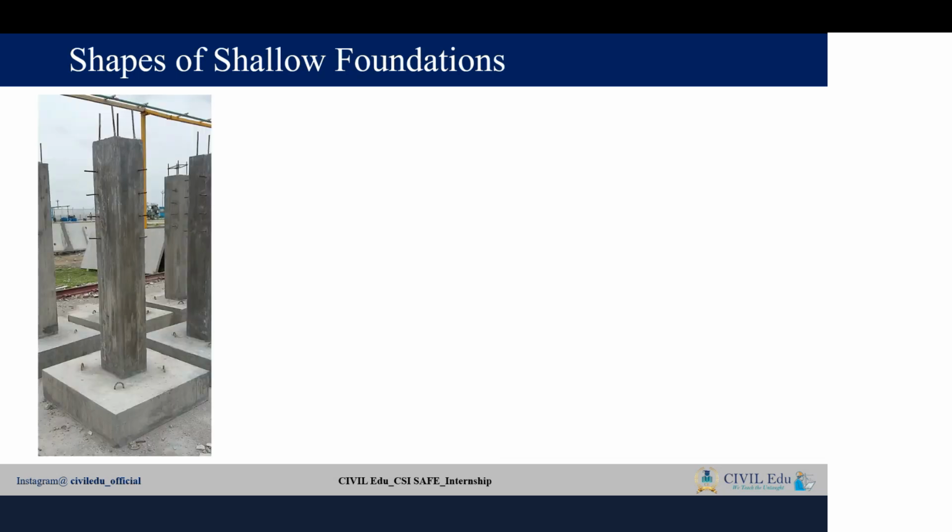Now let us look at the different shapes of the shallow foundations. The first one is called a square footing. This is an isolated footing. You can see clearly here you have one column attached to one footing slab or foundation slab. Since this is in the square shape, it is called a square footing. We also have rectangular footings as well. I'll be talking about the design of both the isolated square and isolated rectangular footings also. But here it is an isolated square footing.